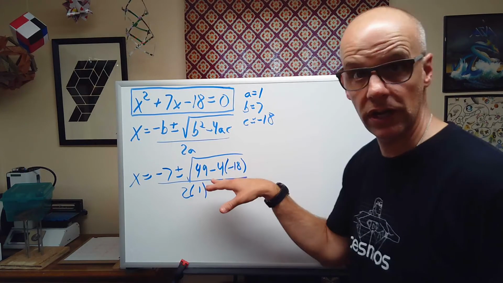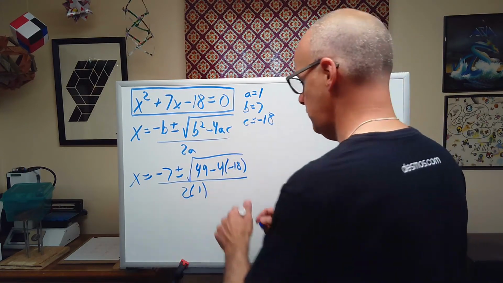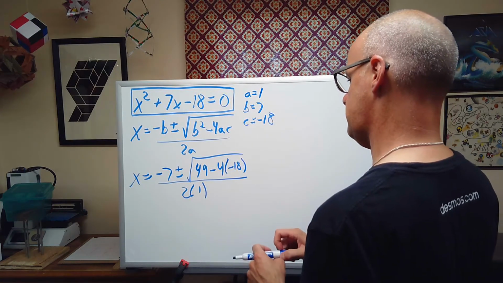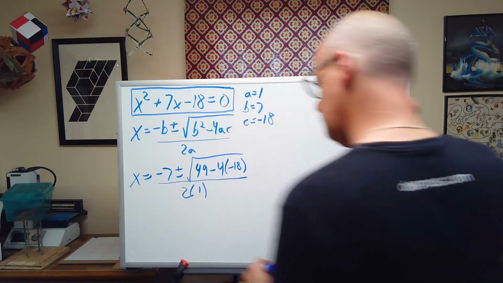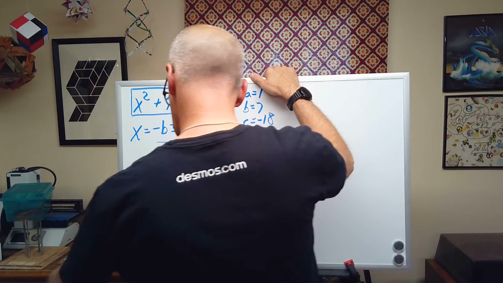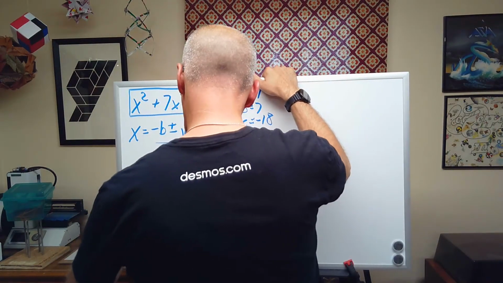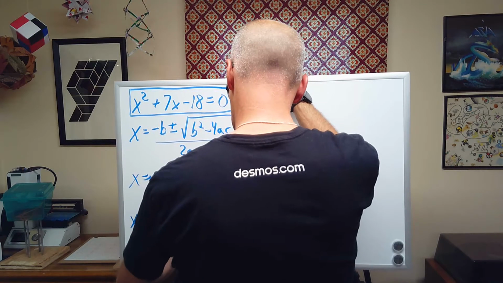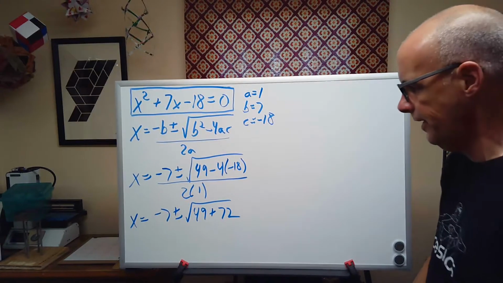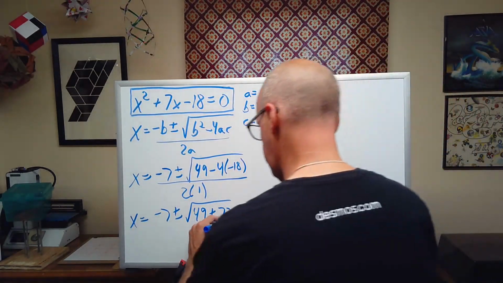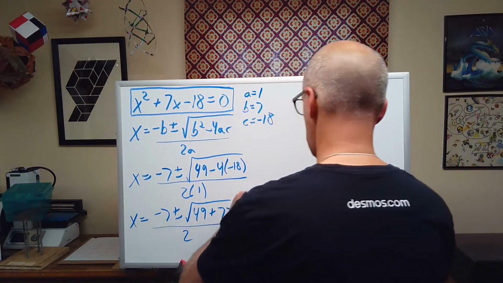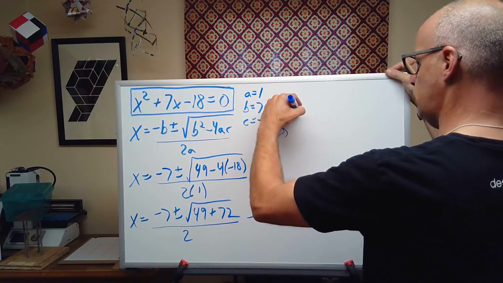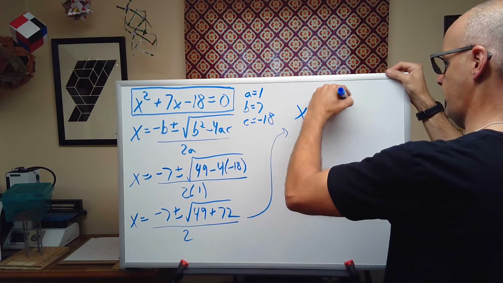Now we're going to simplify inside the radical first by starting off with the multiplication. So we got negative 4 times negative 18. Let's see, that's 72, I believe. Did I do that right? I think so. x equals negative 7 plus or minus the square root of 49 plus 72. All right. And then when we add these together, sorry, I forgot my 2. Come up here, we got a little more room. And then 49 and 72, that adds up to 121. So I've got x equals.